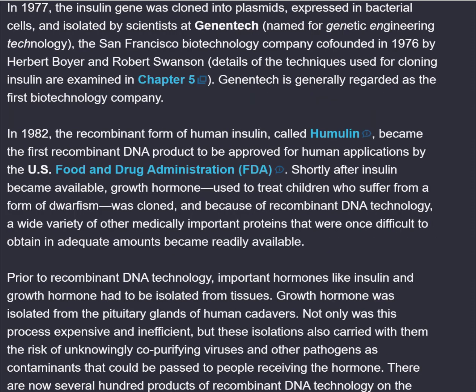In 1977, the insulin gene was cloned into plasmids, expressed in bacterial cells, and isolated by scientists at Genentech, named for genetic engineering technology, the San Francisco biotechnology company co-founded in 1976 by Herbert Boyer and Robert Swanson. Details of the techniques used for cloning insulin are examined in Chapter 5. Genentech is generally regarded as the first biotechnology company.